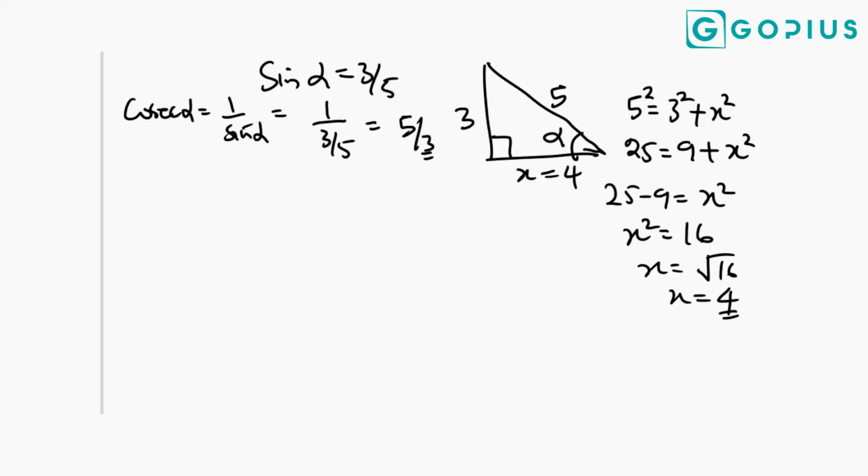The second one, we were asked to find sec alpha. Sec alpha is 1 over cos alpha. Cos is the ratio of the adjacent side to the hypotenuse side, and our adjacent side here is 4 and the hypotenuse is 5. So cos alpha is 4 over 5, and the inverse of that will give us sec alpha, which is 5 divided by 4.